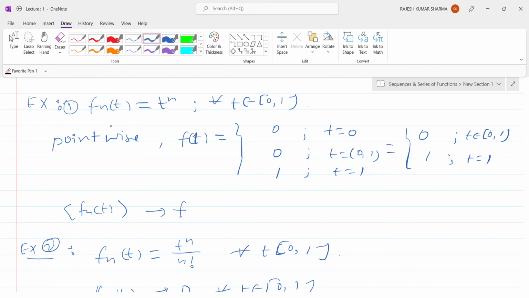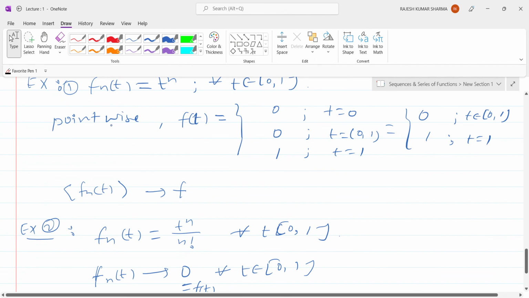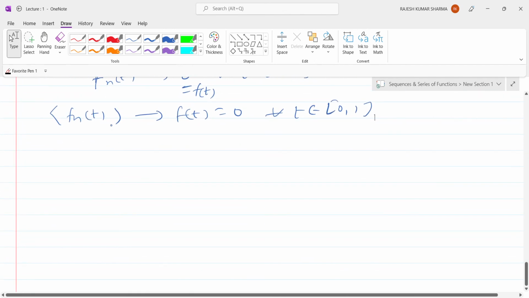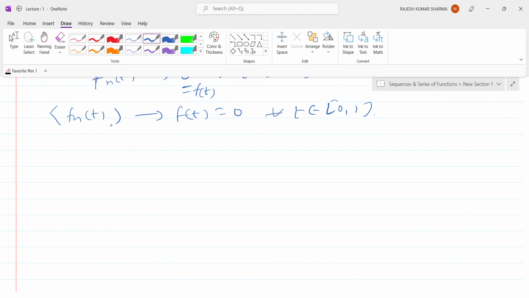In the first example, the sequence fn(t) equal to t to the power n is pointwise convergent, and in the second example, fn(t) equal to t to the power n by n factorial is also pointwise convergent. Now see the next example. Example number 3: fn(t) equal to sin(nt), t belonging to the closed interval 0, pi.